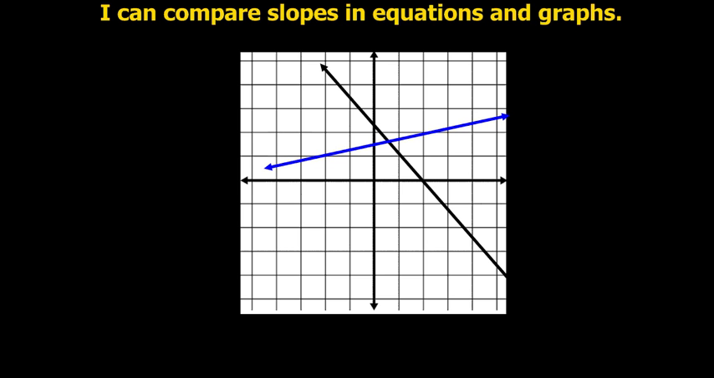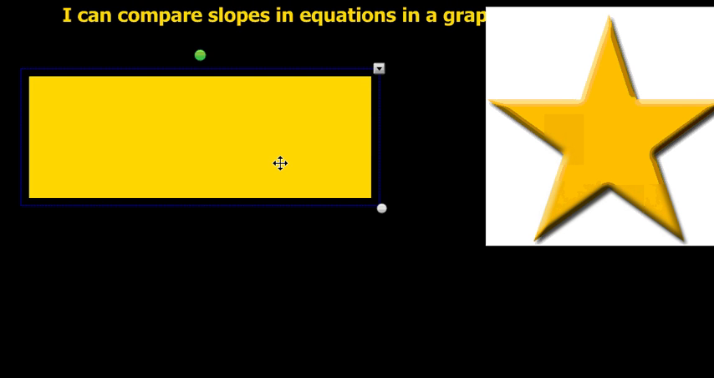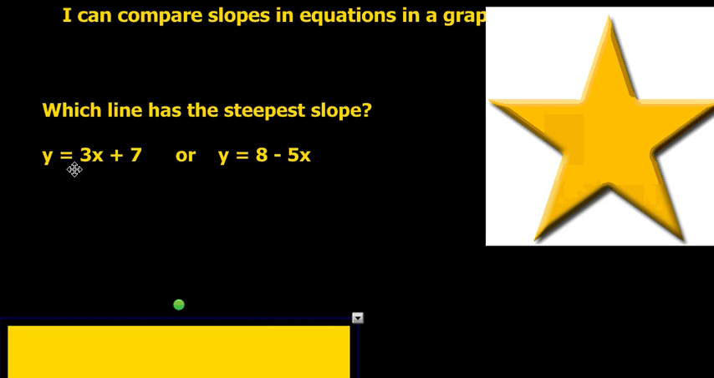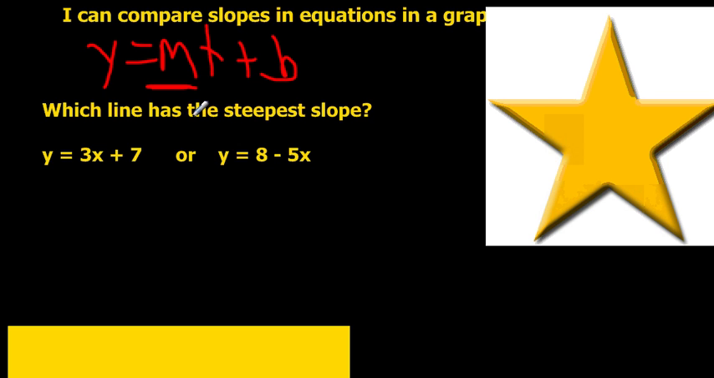Let's take a look at what the equations might look like. I might have these two equations, y equals 3x plus 7 or y equals 8 minus 5x. The first step is for me to be able to pick out the slope. So I have to remember that the equation of a line can be in the form y equals mx plus b, where m is the slope. So in this line, my m is 3. And over here, my m attached to my x is a 5, but I have to be careful because it's subtraction. So I could say, hey, my slope is negative 5. So I'm comparing 3 and negative 5.